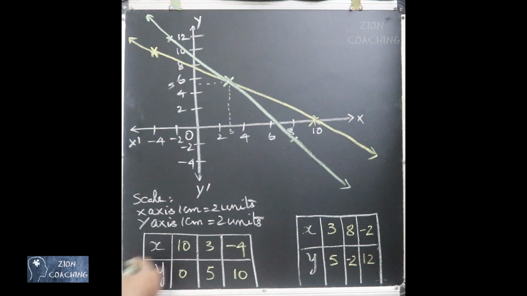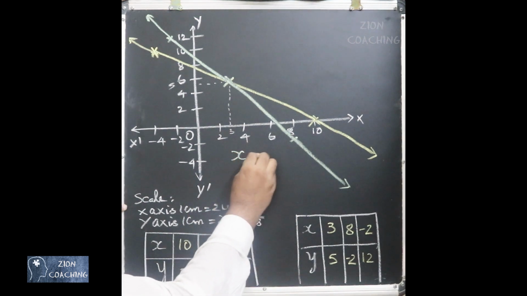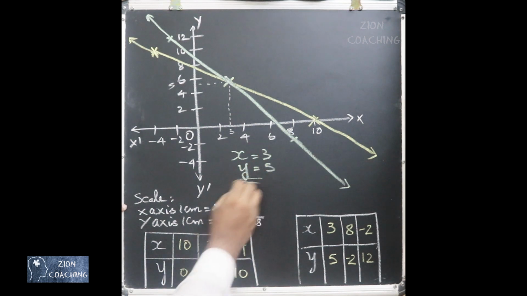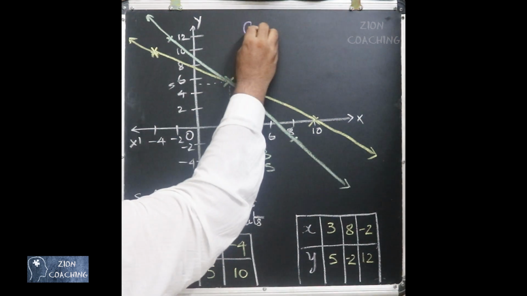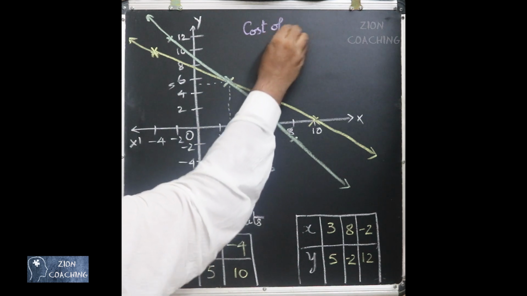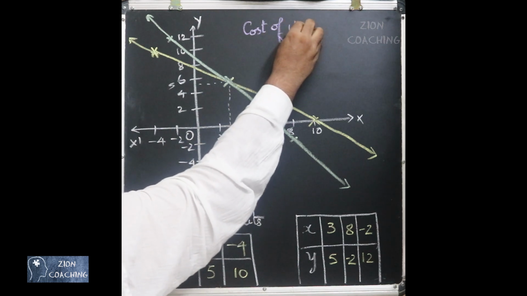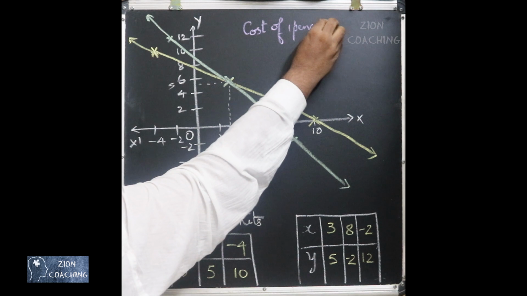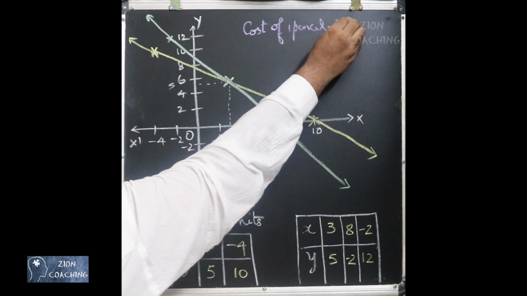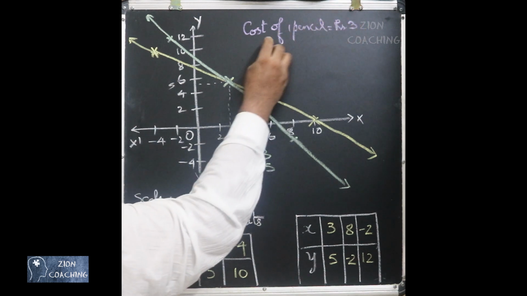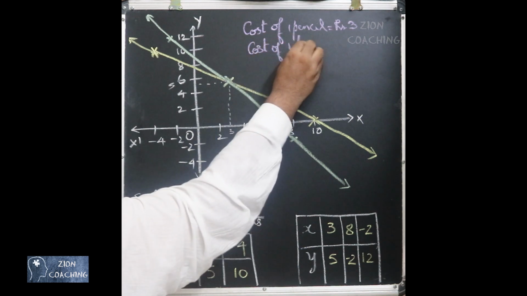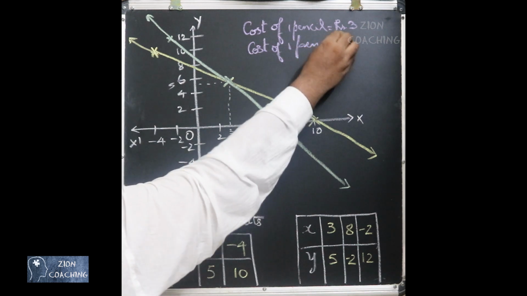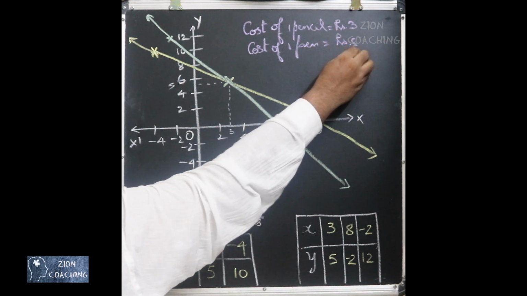We have found that x is equal to 3 and y is equal to 5. That is, the answer is cost of one pencil is equal to rupees 3. Cost of one pen is equal to rupees 5. This is the solution.